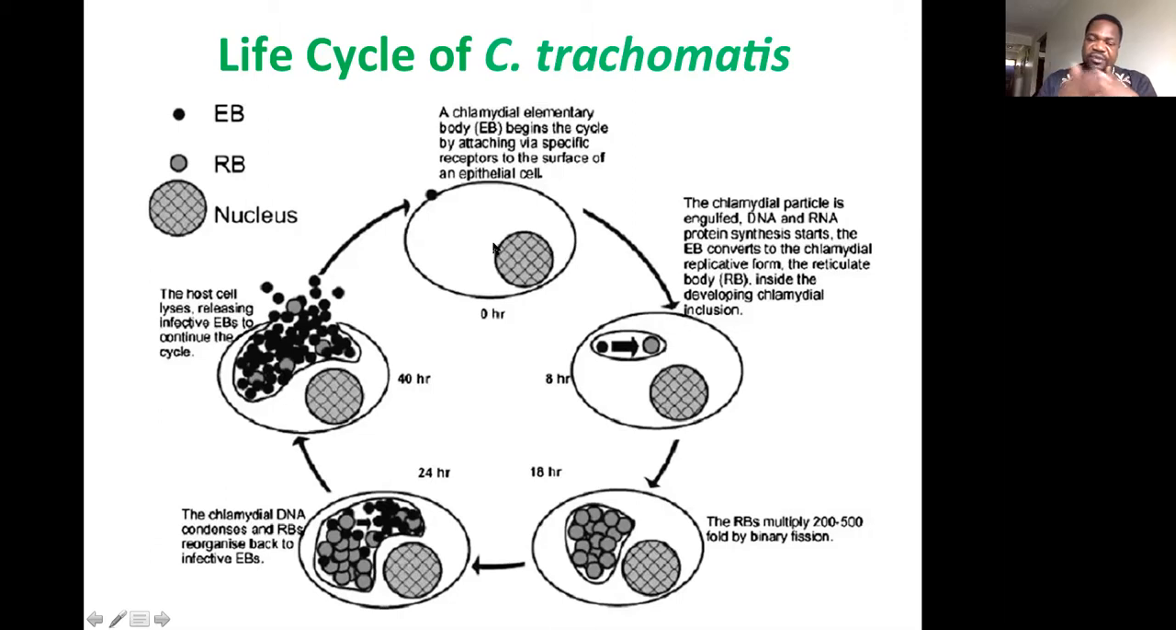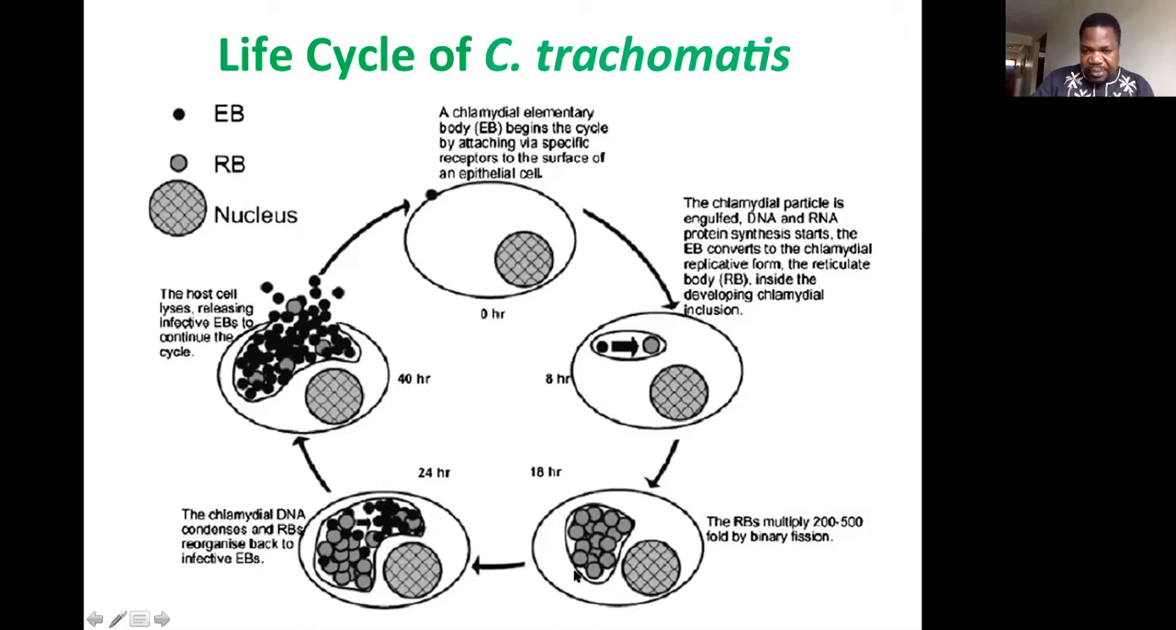So if you are in contact with your partner who has chlamydia infection, it's the elementary body that will infect your cell. It has the ability to penetrate your cell. Then, following a cascade of events, the chlamydia particle is engulfed, DNA and RNA protein synthesis will start, and the elementary body will convert to give the reticulate body. Now, the reticulate body is the form of chlamydia that is inside the cells. It has the ability to replicate, but it is non-infectious.